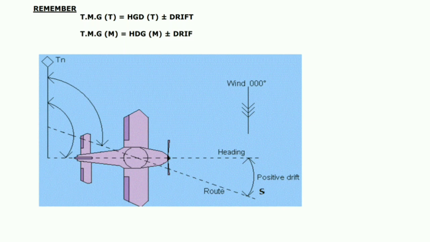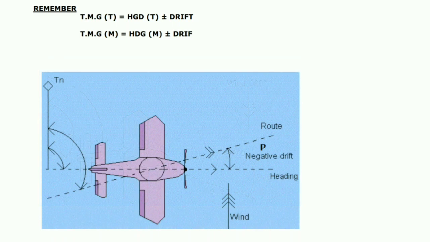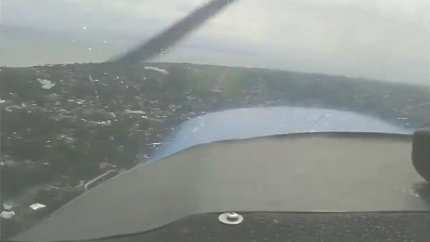In this picture, if you take the heading as datum, you will see the present track is to the right of the heading. So we can say positive drift or starboard drift. Similarly, if the track is to the left of the heading, then it is called negative drift or port drift.